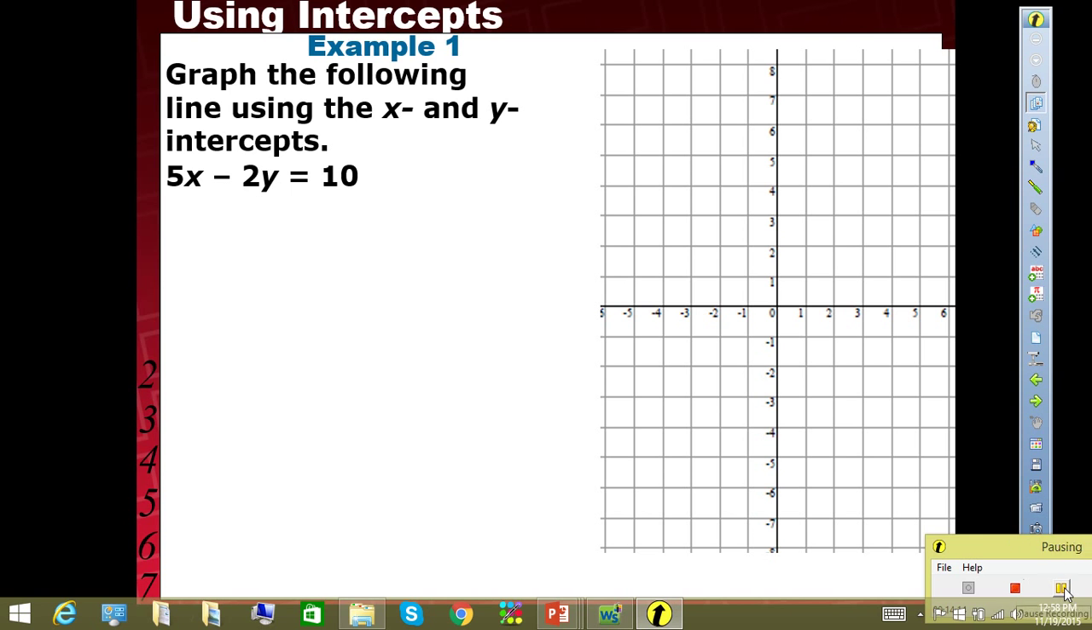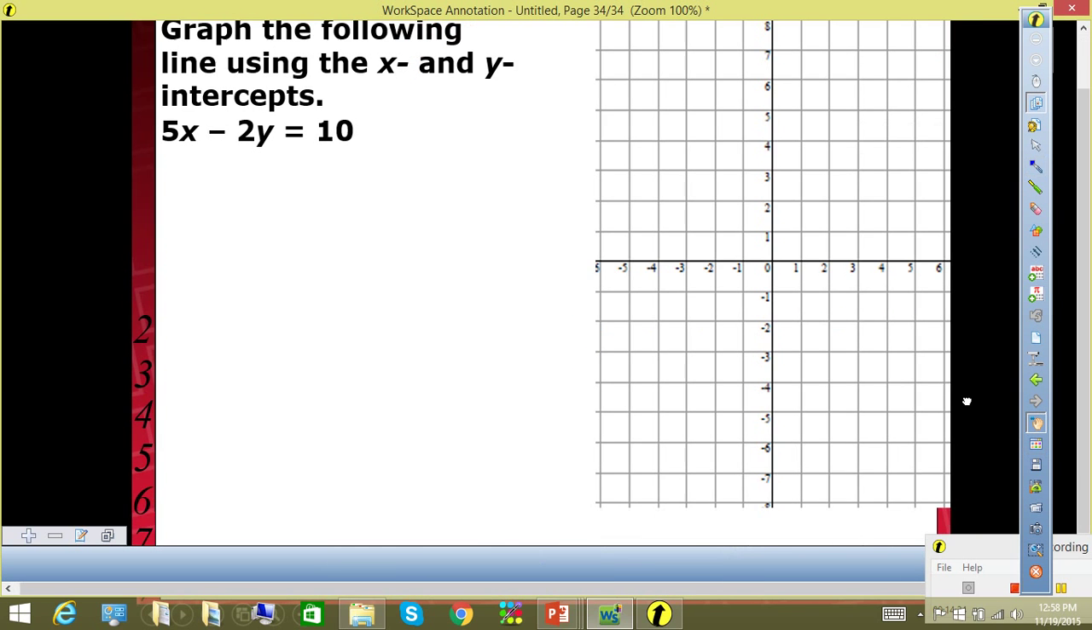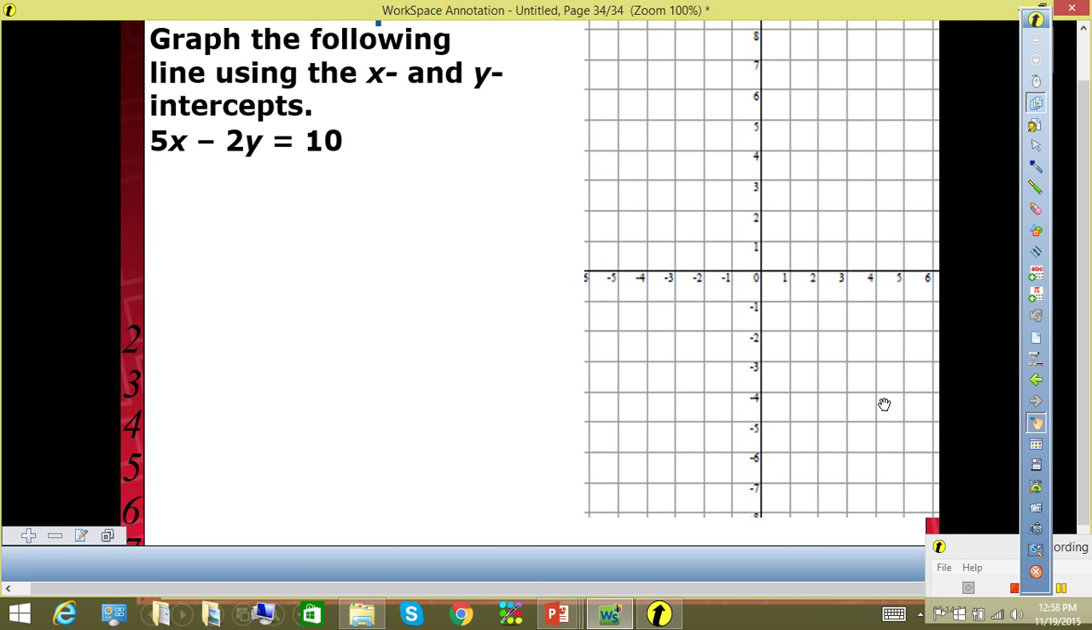This one it says, graph the following line using the x and y intercepts. 5x minus 2y equals 10. So, let me go over this one first, and then you copy right after. So, pens down, eyes up here. According to the steps I gave you, it says, use the cover-up method to eliminate one of the variables, right? This is what I did with the other group earlier.